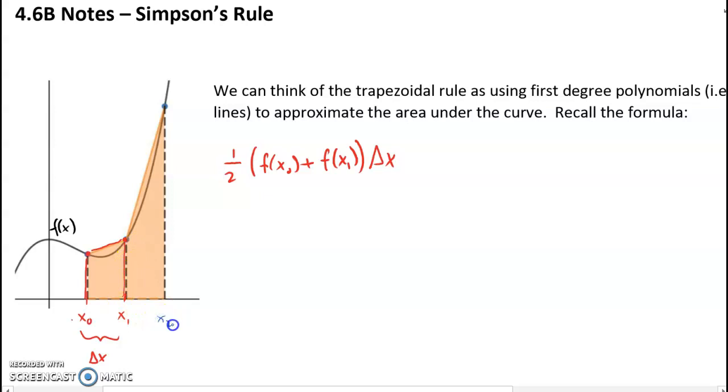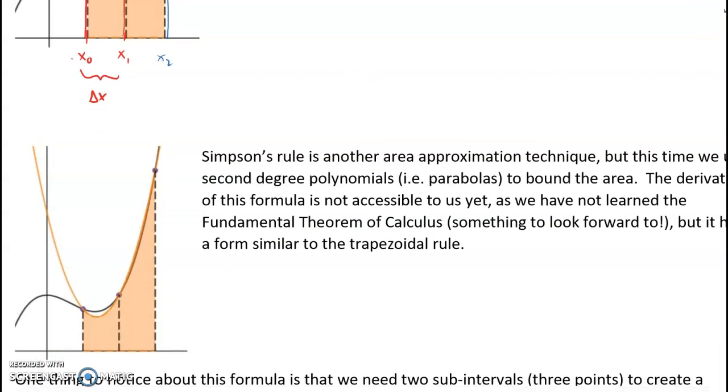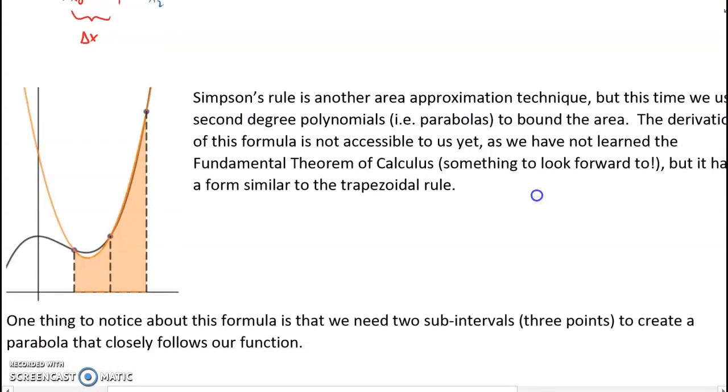So x1 to x2 is going to give us a second trapezoid. So that's going to be plus 1/2 times f of x1 plus f of x2. And then again, that's going to be the average of the bases, and then we're going to multiply that by the distance between the two bases. That's our delta x value. So that works out pretty well, but what if we decided instead of using degree 1 polynomials, we use degree 2 polynomials? In other words, parabolas. Okay, this is going to open up the door to something called Simpson's rule.